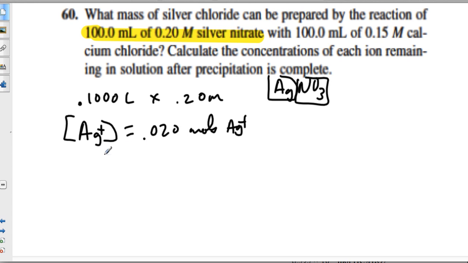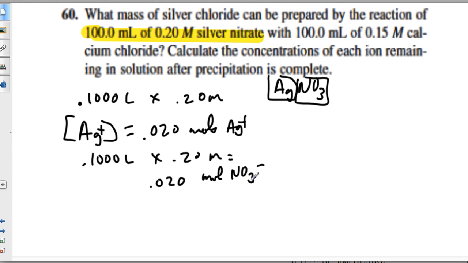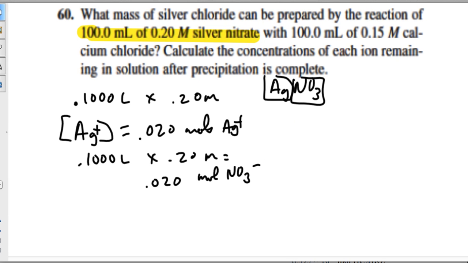Then when I go to do nitrate, it's the same thing. It's basically the same number. So 0.100 liters times 0.20 molarity means I'm going to end up with 0.020 moles of NO3 minus. So that's the first thing I'm going to start with.